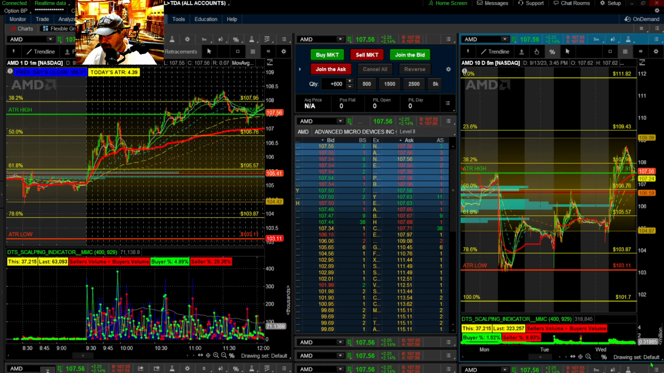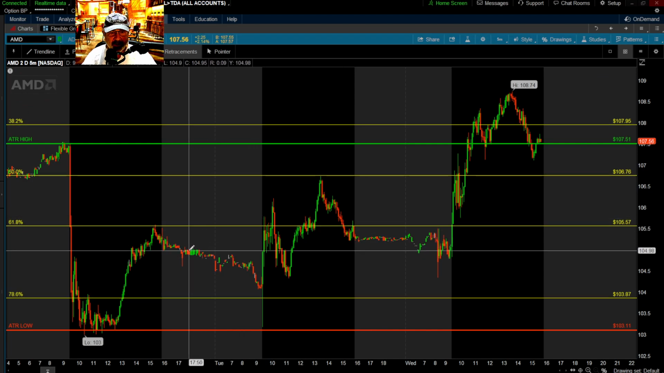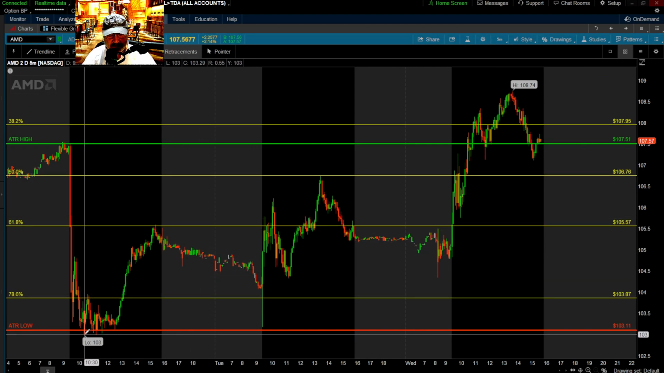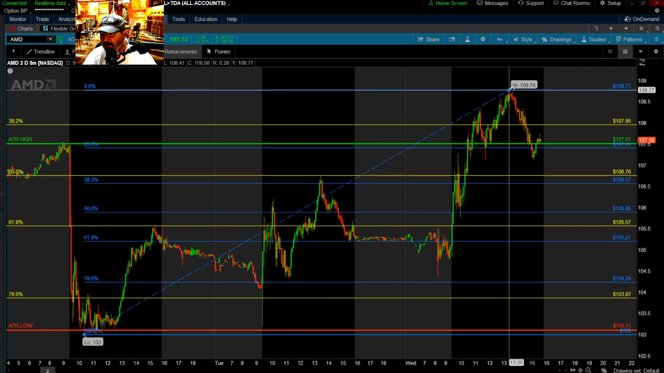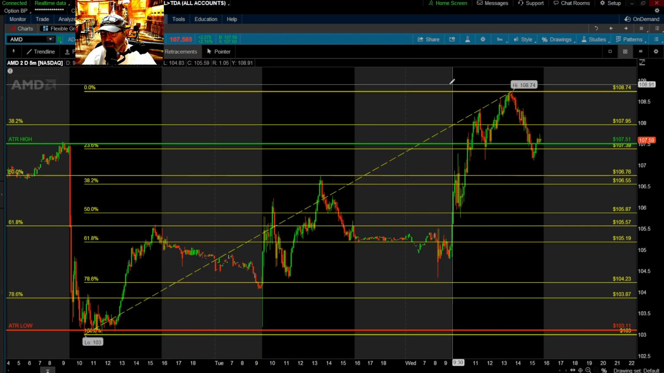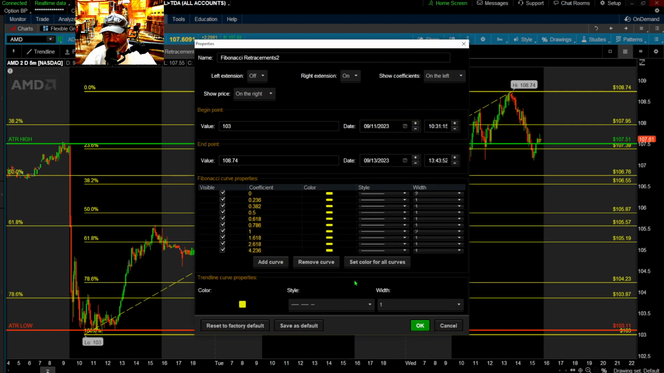The other Fibonacci that we do is right here, the 2-day. So now we're going to go high and low for the 2-day. So we look at the 103 even. There it is. And then we want to go to 108.74 right there. And we'll go ahead and make that one a different color. I'm going to make that pink because I don't usually use pink lines for my support and resistance elsewhere. So now we've done that.